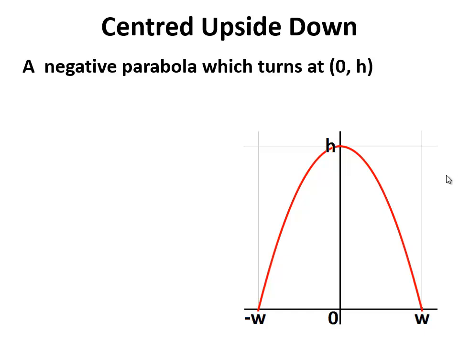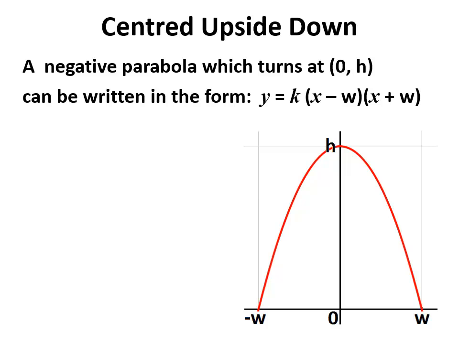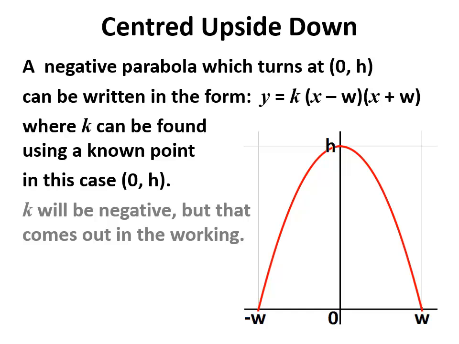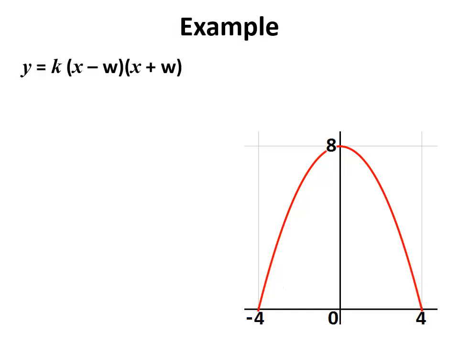In a case like this, we're going to write the equation from the two intercepts and then use the other point, the turning point, to determine the formula. So that's the general form, some multiplier we don't know yet, times (x minus w) times (x plus w), these 2 points, and then we're going to use the h, height of the y-intercept. There's going to be a negative in this case because it's an upside down parabola, but what you'll find is that that comes out in the working. So let's put it in. Let's say it goes to minus 4 and 4, and its height is 8.